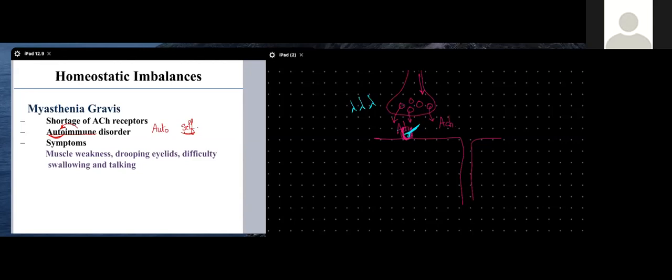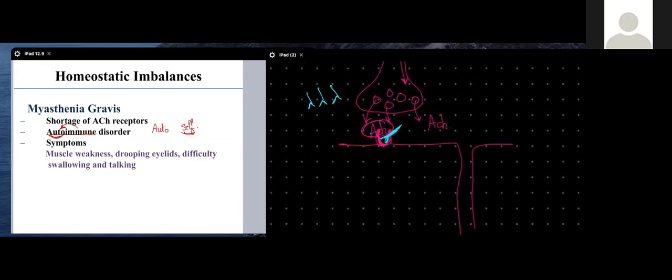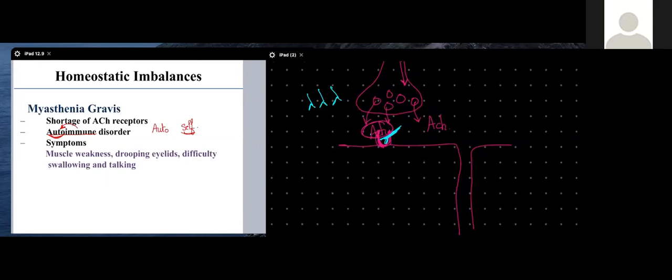So what's going to be the manifestation? If you're attacking the acetylcholine receptors with antibodies, the acetylcholine won't be capable to bind to its receptor. And remember, what was the effect of the acetylcholine when it binds to its receptor on the muscle? Any idea? What happens when you attach the acetylcholine to its receptor on the muscle cytoplasmic membrane?